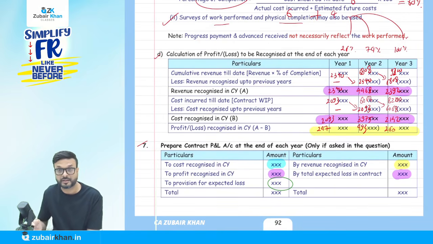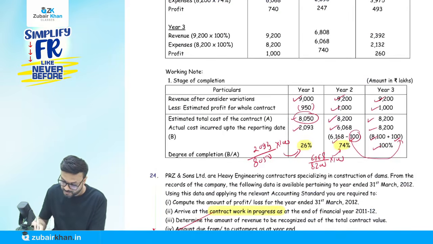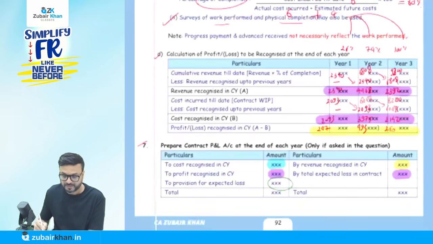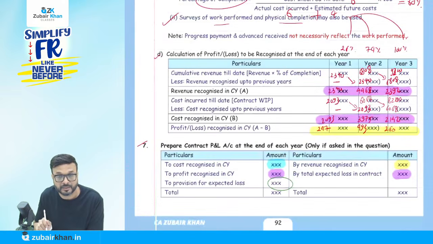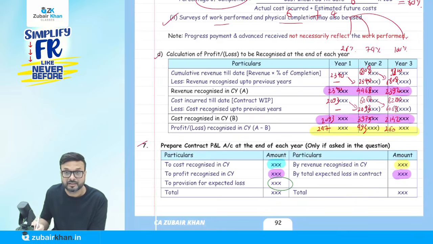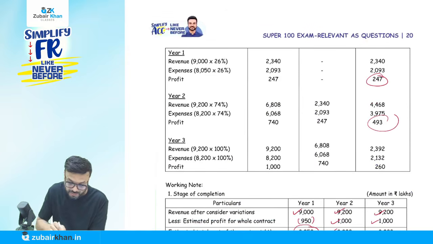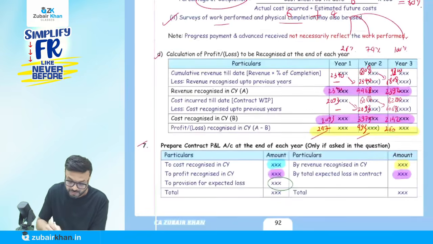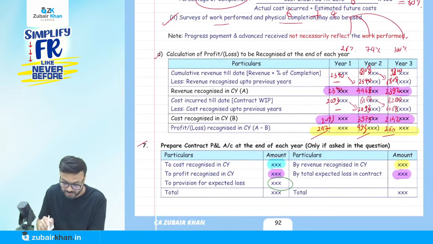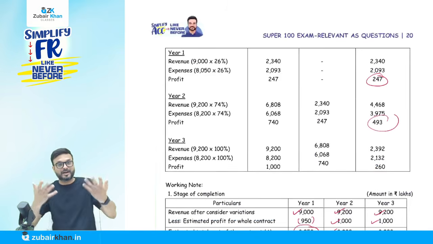First year, second year, and third year. 247, you can see that here. Remember this. Prepare in the manner that this table is given and repeat this. Now here 493, and for the third year it is 260. So you can see that for the third year 260. Done. 7 marks is yours.